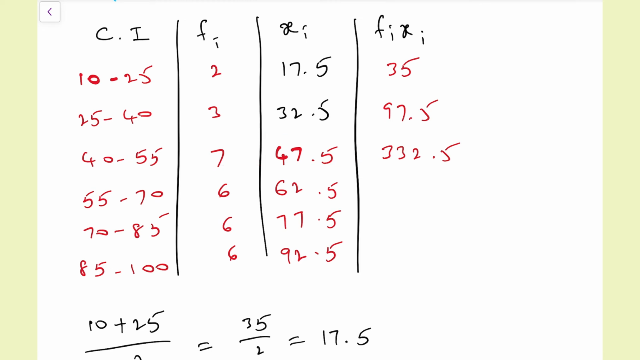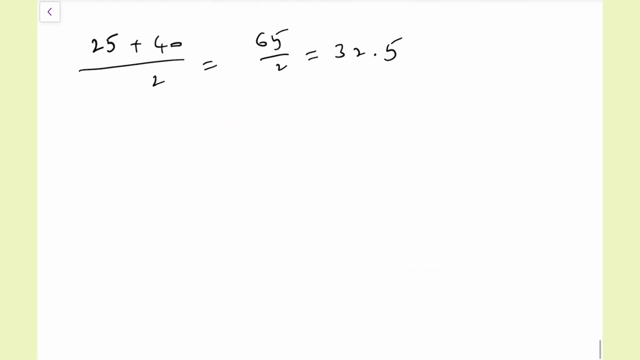And the next one is 62.5 into 6, 375. And the next one is 77.5 into 6, 465, sorry, 465. Last one is 92.5 into 6, 555. This is Fi Xi. Then let us write the formula for direct mean method.